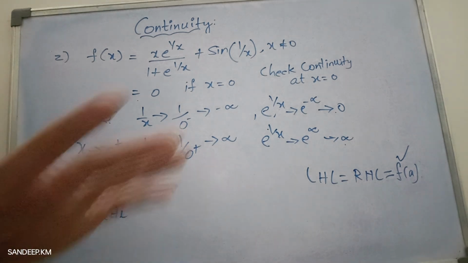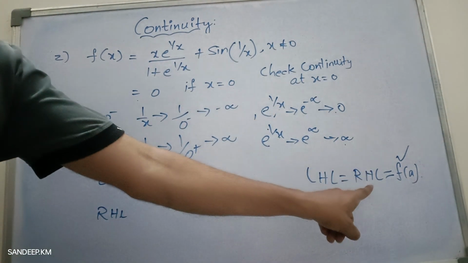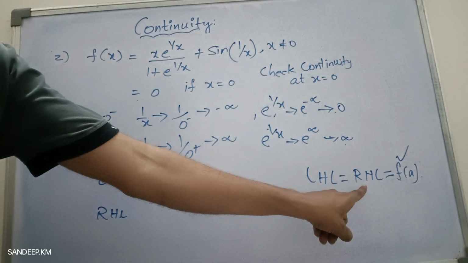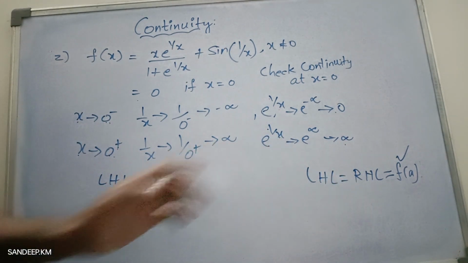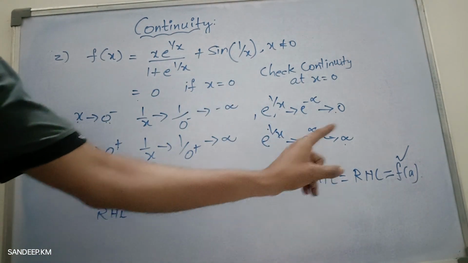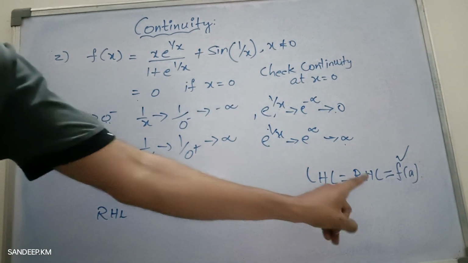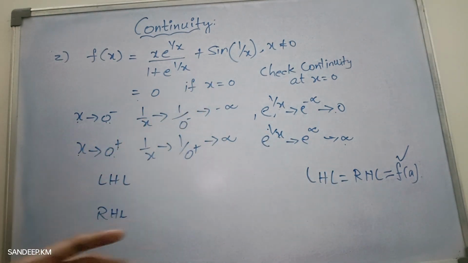By any chance, if LHL is not determined or if RHL is not determined, then we say that the function is not continuous at x is equal to a. If we cannot find LHL or if we cannot find RHL, then we say that the function is not continuous at x is equal to 0. Keep this in mind. Now based on this, let us start solving.